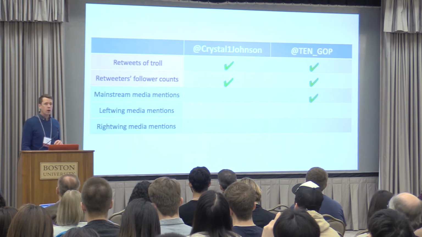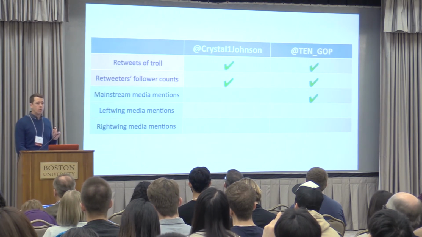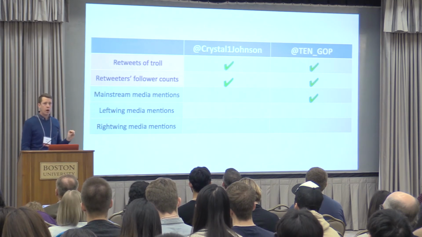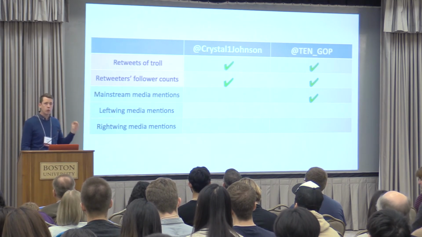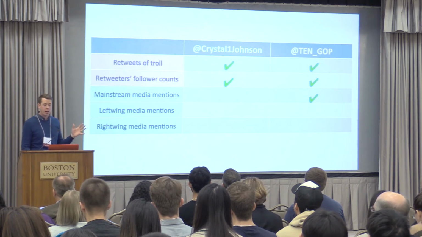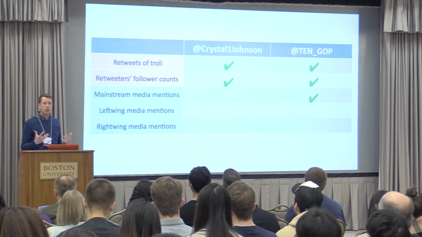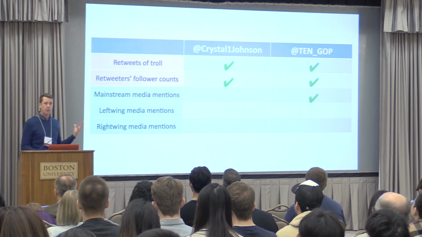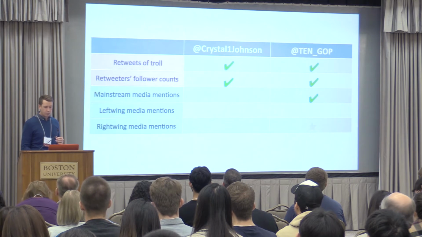The effects for media mentions were much sparser. It was 10 GOP that gained significant new following by being mentioned in the news media. So in this case, if the Washington Post mentions 10 GOP, which it did a handful of times, 10 GOP is gaining new followers. So this is another channel for the dissemination of, in this case, a disinformation campaign.